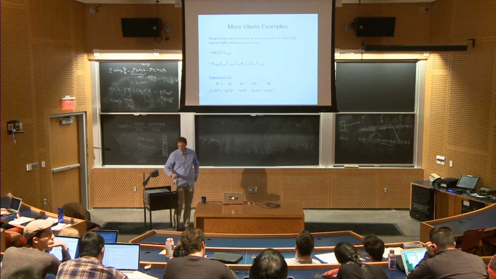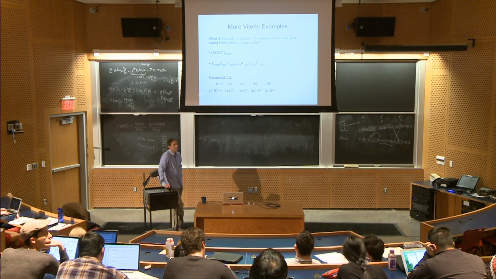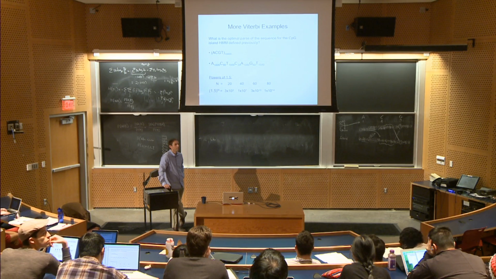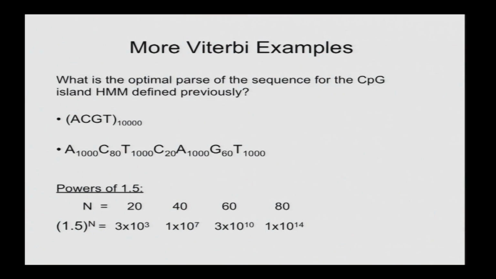Michael? Michael, yeah. The ones of length 80 and 60 are long enough, but the one of length 20 is not. Okay, and why do you say that? Well, just looking at the powers of 3 over 2, like 3 times 10 to the 3 isn't enough to overcome the difference in transition probabilities between island and genome, but 3 times 10 to the 10 and 1 times 10 to the 14 it is.